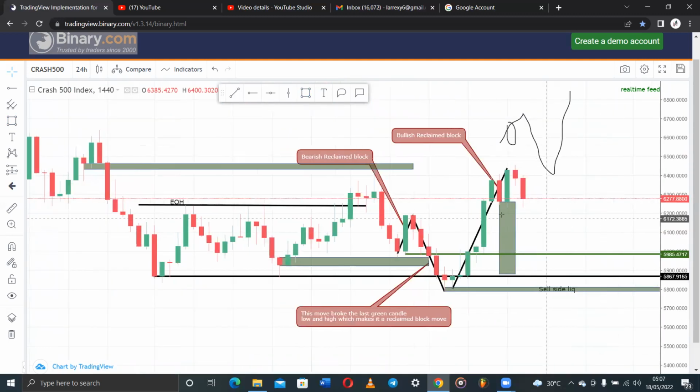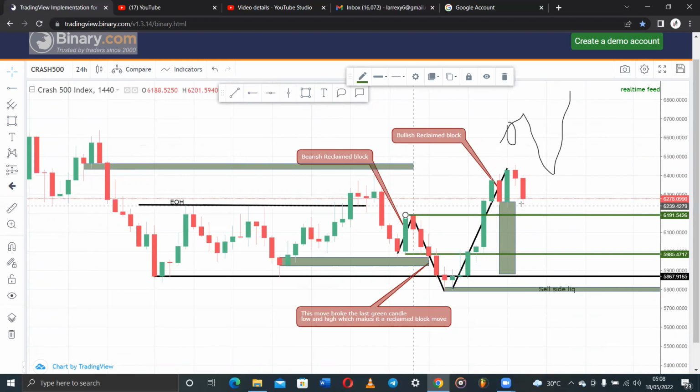So as we're saying, what I expect from Crash 500 is I expect it to come down into this zone here. Why coming down into this zone? Probably it might get rejected at the low of this reclaim block or at its high, either of the two. Yeah, it's either here or here. But then it breaks here, it might retrace back here, come down again, break here, touch here or whatever.